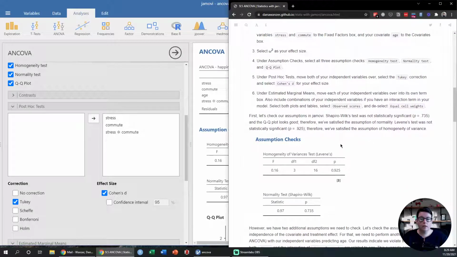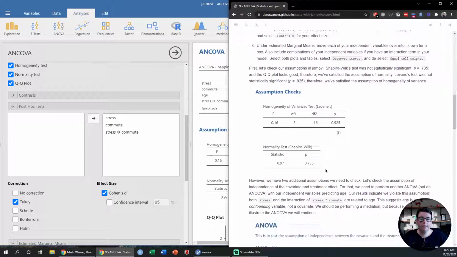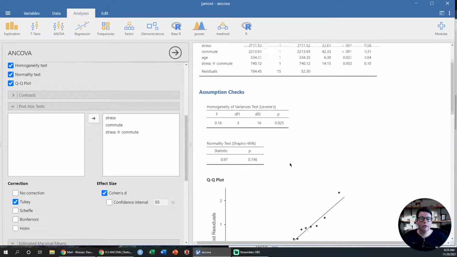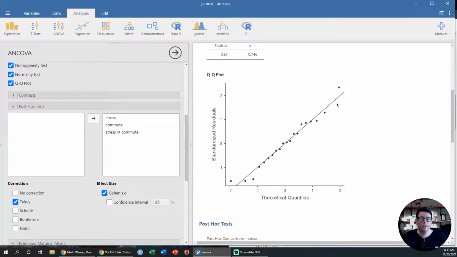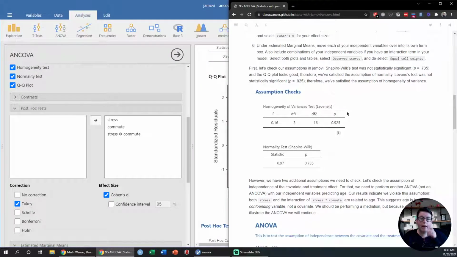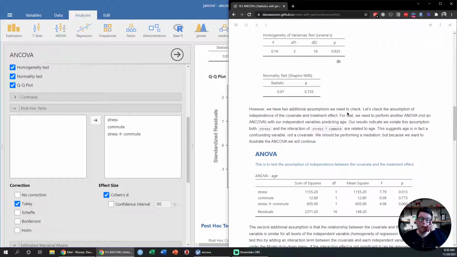First, though, we need to check our assumptions. So we can check the basic assumptions here. Homogeneity of variance, not significant, good. Normality, not significant, good. QQ plot looks good. We should also check for our skew and kurtosis on happiness. We're going to skip that for now. But we also have those two additional assumptions, right? We have the assumption that they are independent and that they are homogeneous. So let's do the independent first.